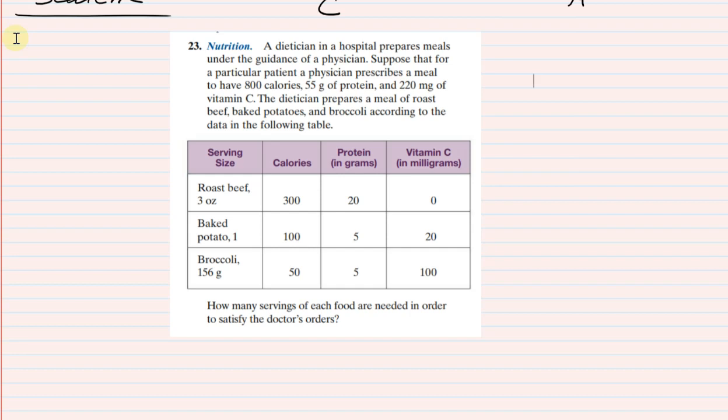In exercise number 23, a dietitian in a hospital prepares meals under the guidance of a physician. Suppose for the particular patient, a physician prescribes a meal to have 800 calories, 55 grams of protein, 220 milligrams of vitamin C. Let me underline these key information. The dietitian prepares a meal of roast beef, baked potatoes, and broccoli according to the data in the following table. And here is the information.